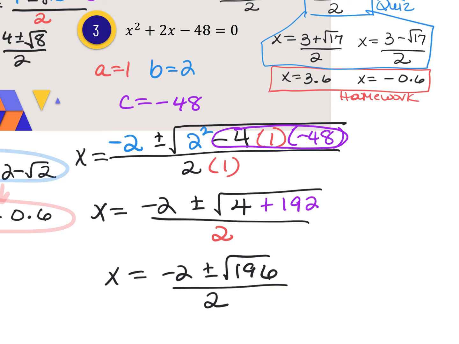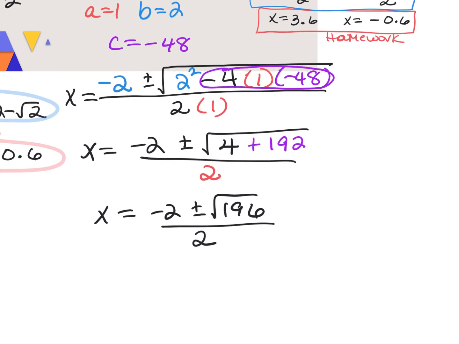Now, I do realize 196 is a big number, but honestly, it is a perfect square that you should have memorized. The square root of 196 is 14, so I'm going to actually square root it. So this will now turn into, and again, do not simplify those 2's until you break down the radical first. So then I'm now going to get negative 2 plus or minus 14 divided by 2. You cannot leave it like this. You have to do the problems now.